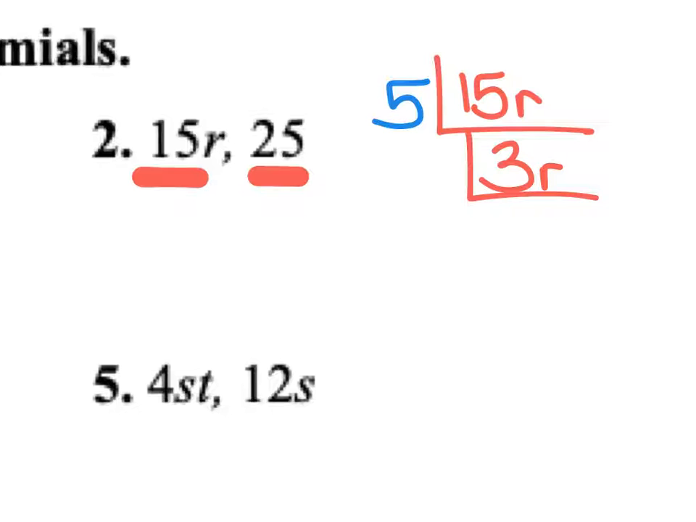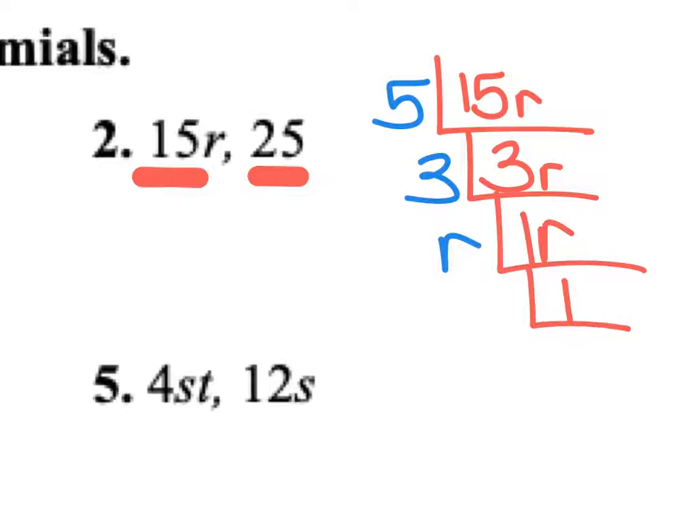Now I have 3 and r left, so I can take out the 3. 3r divided by 3 leaves me with 1r. And then with 1r, I can take out the r, or divide out the r, and I'm left with 1. And that's what I want. I need to have 1 left over, so I can't factor out anything else.